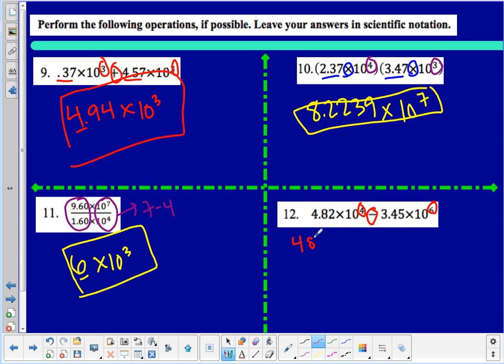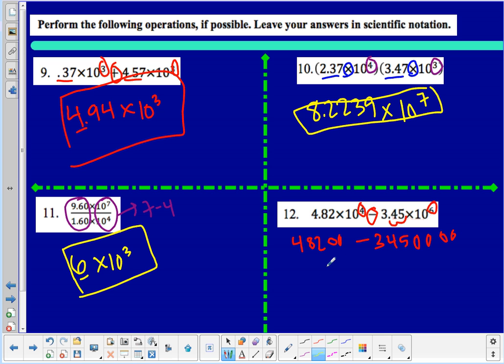That's 48200. The second one, 3.45 times 10 to the 6th, I go out 6 places. 3, 4, 5, and then 1, 2, 3, 4 zeros because I moved 2 for the 4 and the 5, and then I got to add 4 more to get to 6 places. Type that into your calculator. 48,200 minus 3,450,000. What do you get?